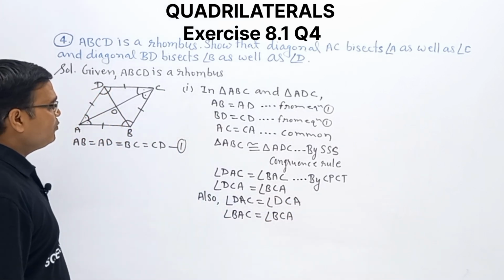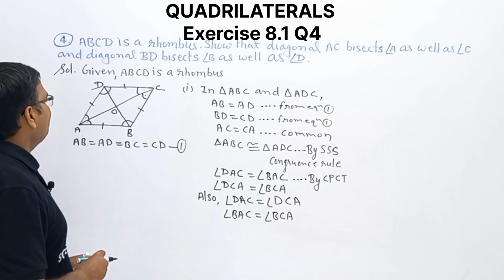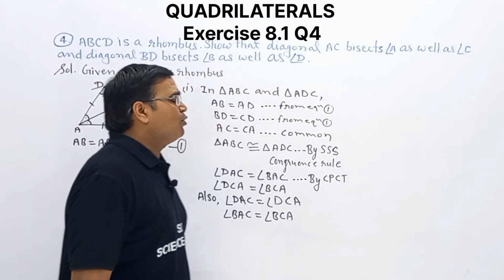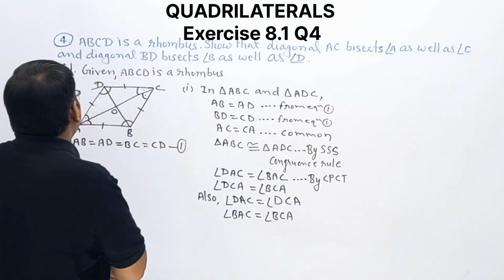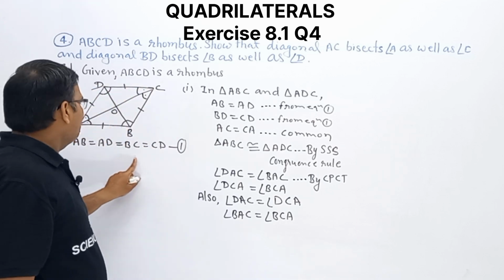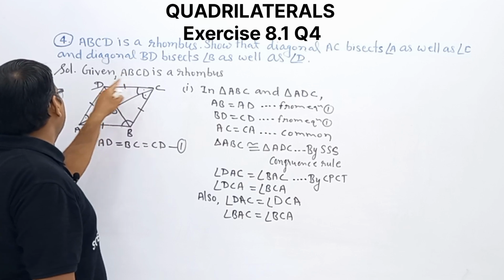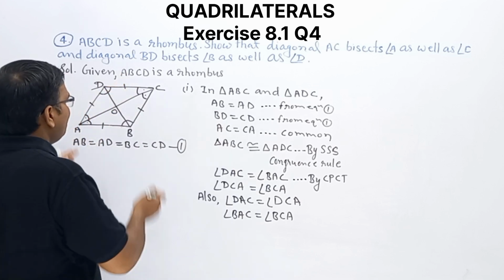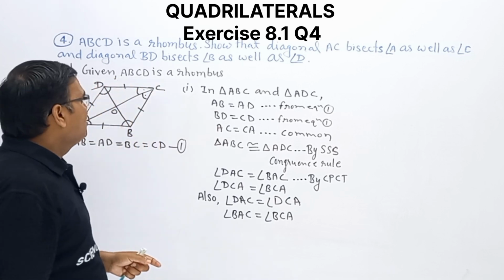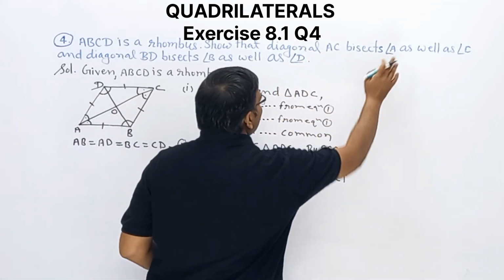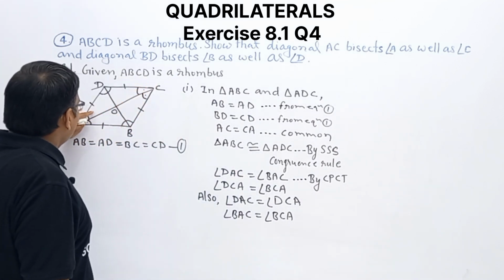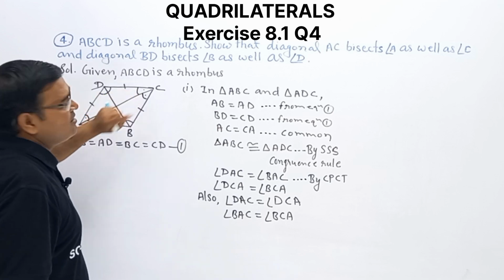Observe carefully what we are doing in this one. We want to prove that diagonal AC bisects angle A as well as angle C. This one is the rhombus, and in the rhombus all sides are equal. We can write AB equal to BC equal to CD equal to AD. Now we draw two diagonals, AC and BD. First, we want to show diagonal AC bisects angle A as well as angle C.